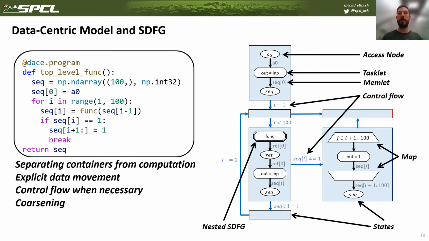A second coarsening case is the map that was mentioned earlier, which is a set of independently parallel iterations. So a map is represented in the SDFG as a scope opened and closed by two trapezoids, the map entry and the map exit nodes.